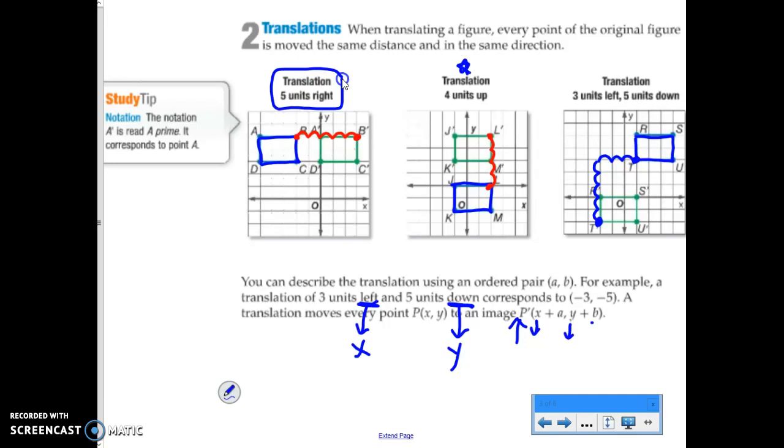Okay. Really important here, though, that I want to point out: make sure that your original figure are your letters. Your new figure, the translated figure, notice how they've got this tiny little apostrophe there. That stands for an image that has been translated. It is read, the point, so in this case, S prime.